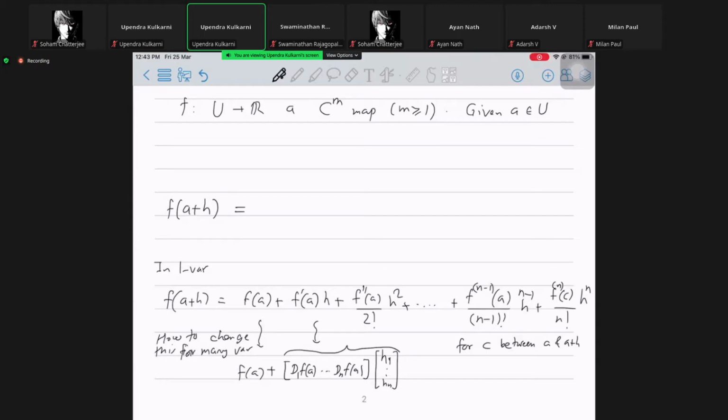Is this okay? Yes, sir. All right. But then what happens? What happens with the third term? So here, this one, what happens? Now I have h square, you see.